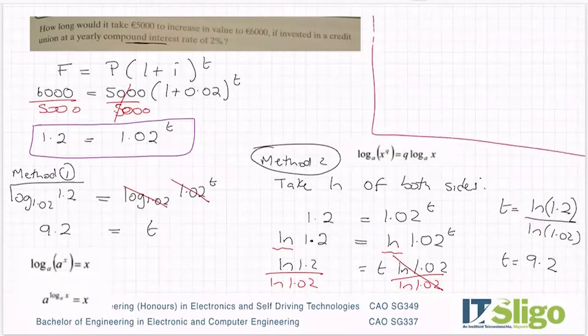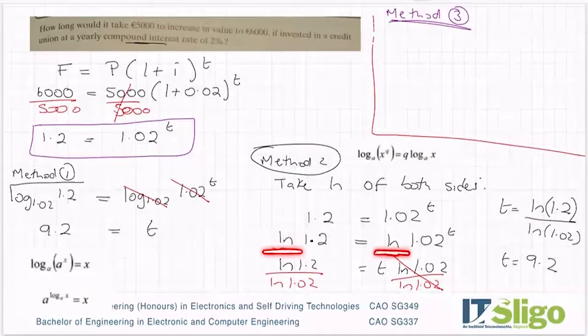Now I'm going to call this method 3. It's not really method 3 because you'll see we're doing the same thing. Basically, you can take any log you want to both sides. Maths is like that. You can do anything to an equation basically, as long as you do it to both sides. As long as you apply it to every side of the equation. So just to prove that, let's go back to 1.2 being equal to 1.02 to the power of t.